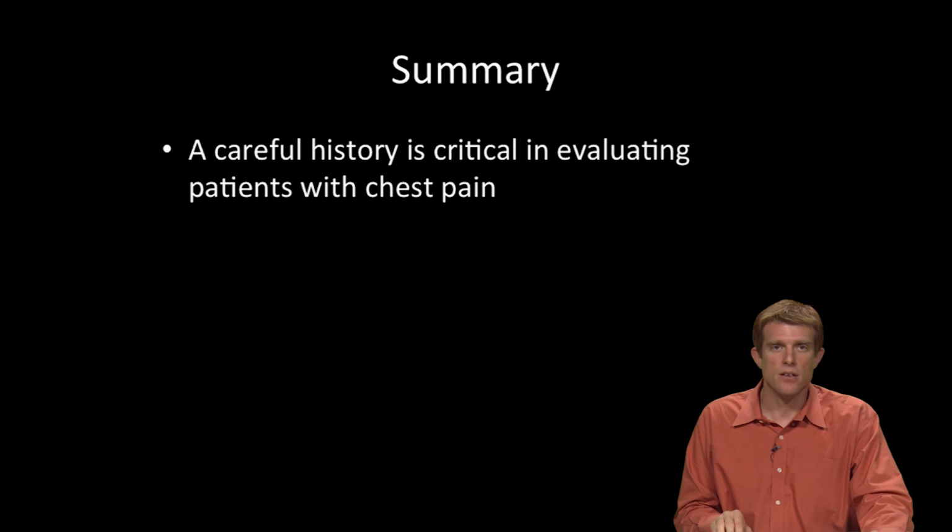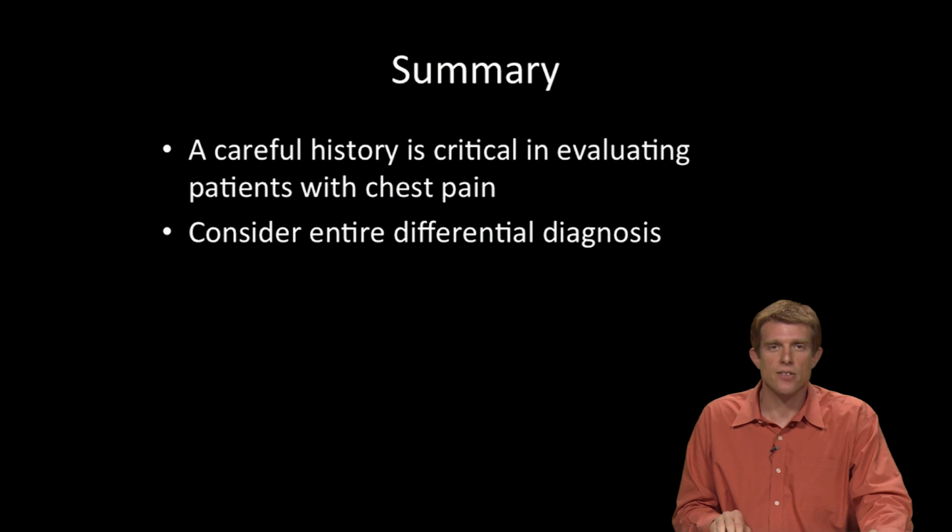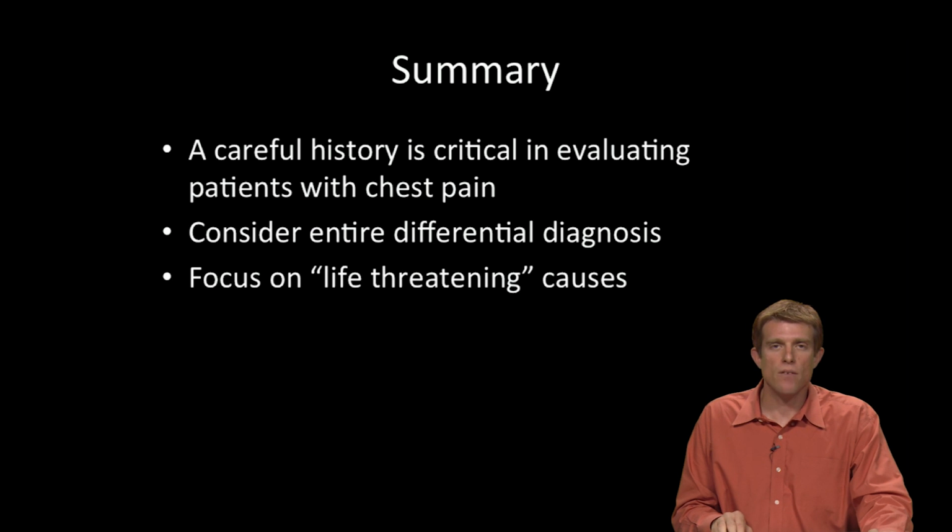So in summary, when we see our patient with chest pain, we want to take a careful history, evaluating these patients using the term pain, but also using words like discomfort, pressure, or tightness. We want to consider the entire differential diagnosis, using the anatomy to help us develop our differential. And we want to focus on life-threatening causes, and remember worst first in these patients, where we evaluate and treat the things that could potentially kill these patients right away. Thank you.